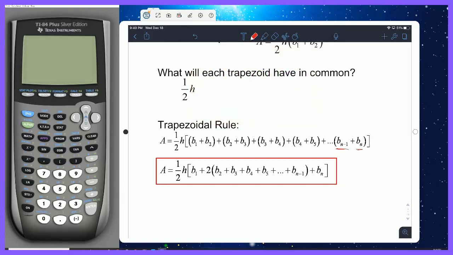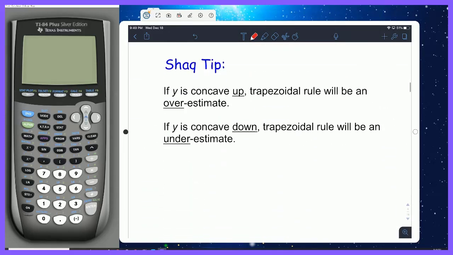Let's see it in action. Oh, that's right, we should talk a little bit about this. It says, if y is concave up, the trapezoidal rule will be an overestimate, and if it's concave down, the trapezoidal rule will be an underestimate. We can go back to our picture and verify this is true.